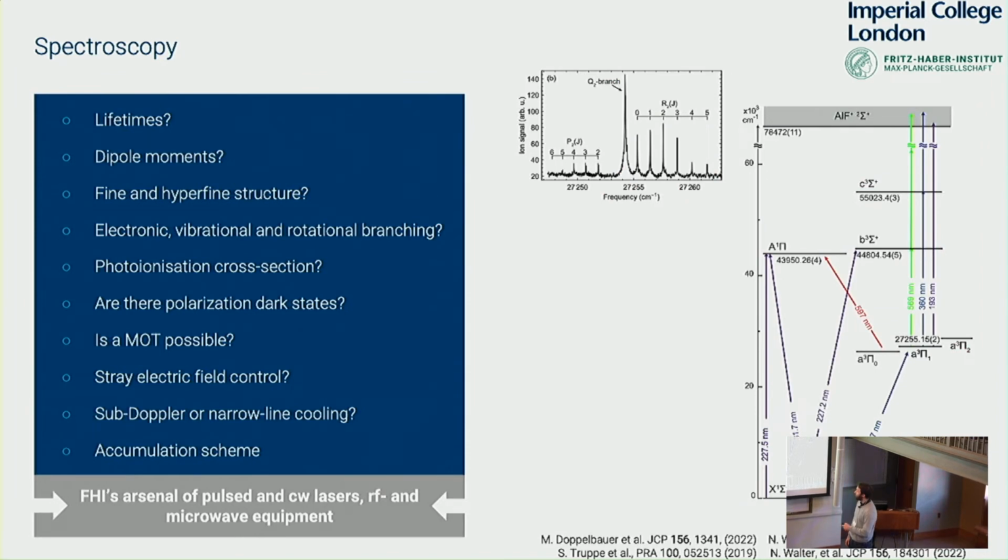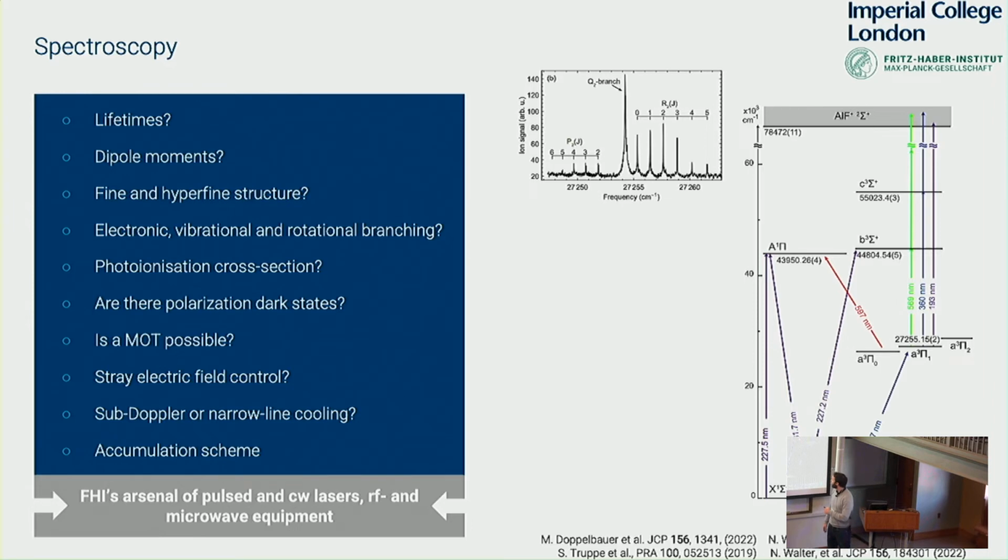Just quickly, we did a lot of spectroscopy. I won't dig into the details there, but we had to figure out some very new loss rates from the optical cycle. This is 2-photon ionization. It's very important here because we are operating in the deep UV. We have to figure out if there are polarization dark states. Is MOT even possible?